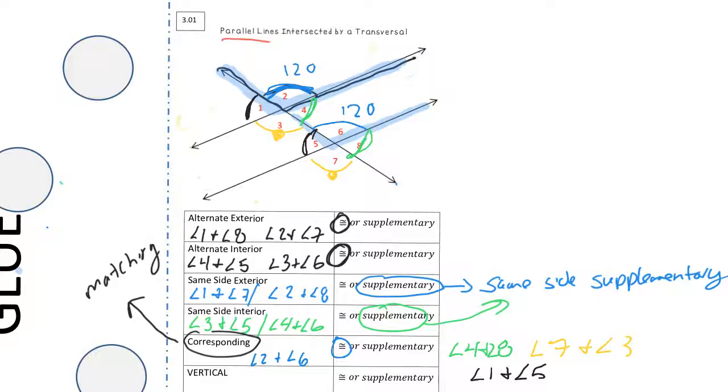And the last one, vertical angles. We've already talked about those. 2 and 3 are vertical. 1 and 4 are vertical. And these are all congruent. And they're the ones that are across from each other. So 1 and 4, 2 and 3, 6 and 7, 5 and 8. Let's go to the inside right and do some actual examples now.